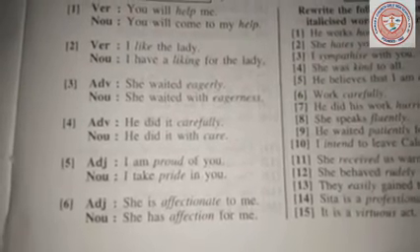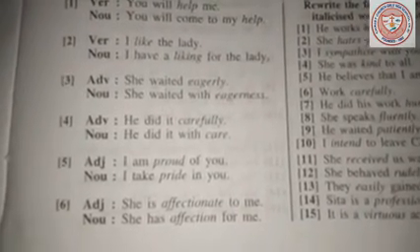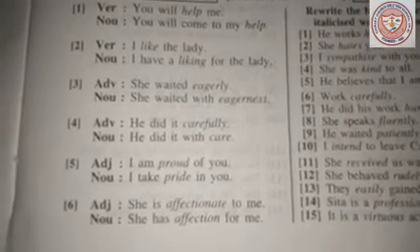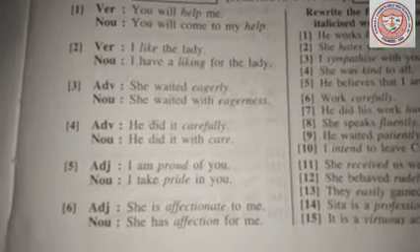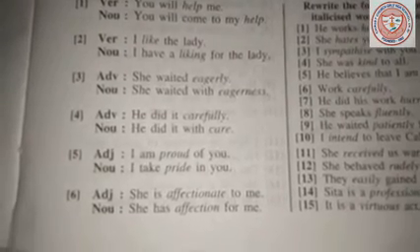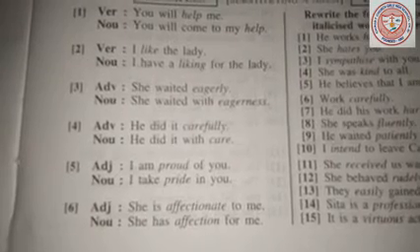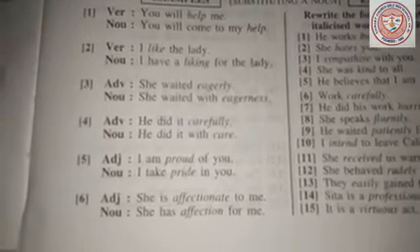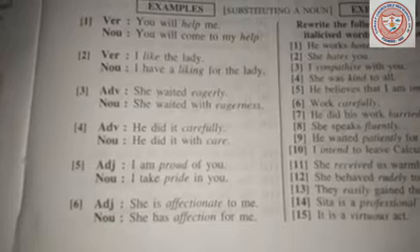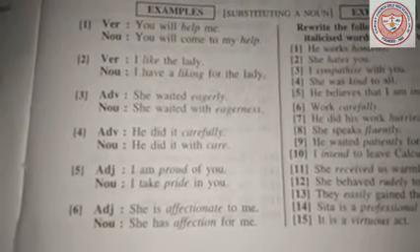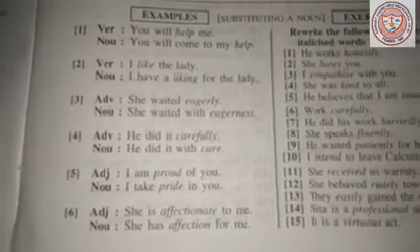She is affectionate to me. Affectionate is an adjective, as we know. And if we transform this into its noun form, the noun form of affectionate is affection. And we will transform it like this: She has affection for me. So now I hope you have understood how we have to transform the parts of speech with regards to the noun when we come to substituting a noun.